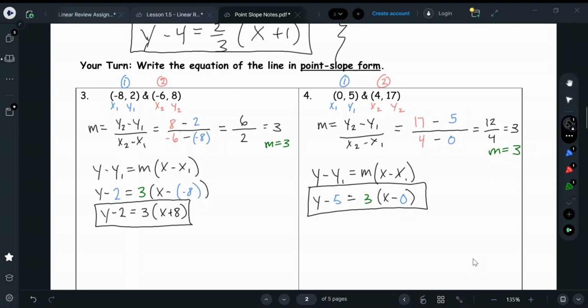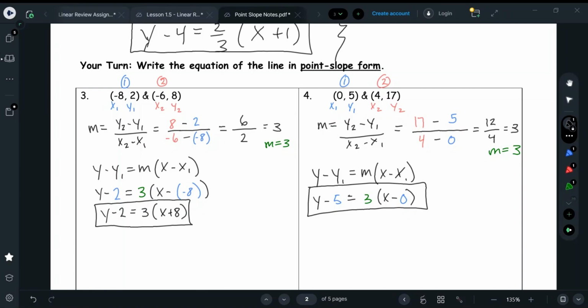Okay, these are the equations that I got for number 3 and 4. Check your work with mine. If there's anything that you're not sure about, anything you don't understand, make sure you ask me a question when you see me in class. Okay, ask me about it. I'd love to go over it with you.